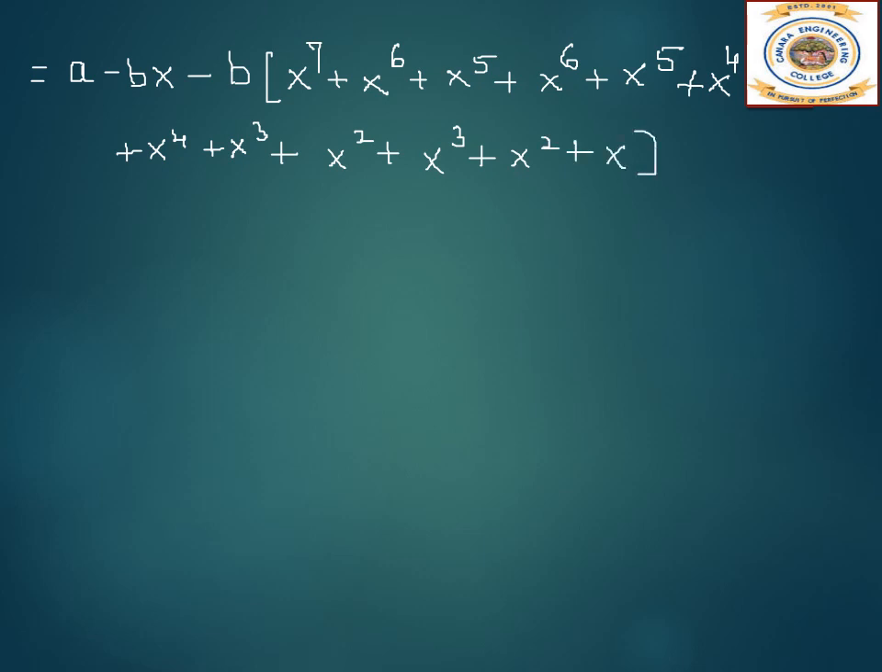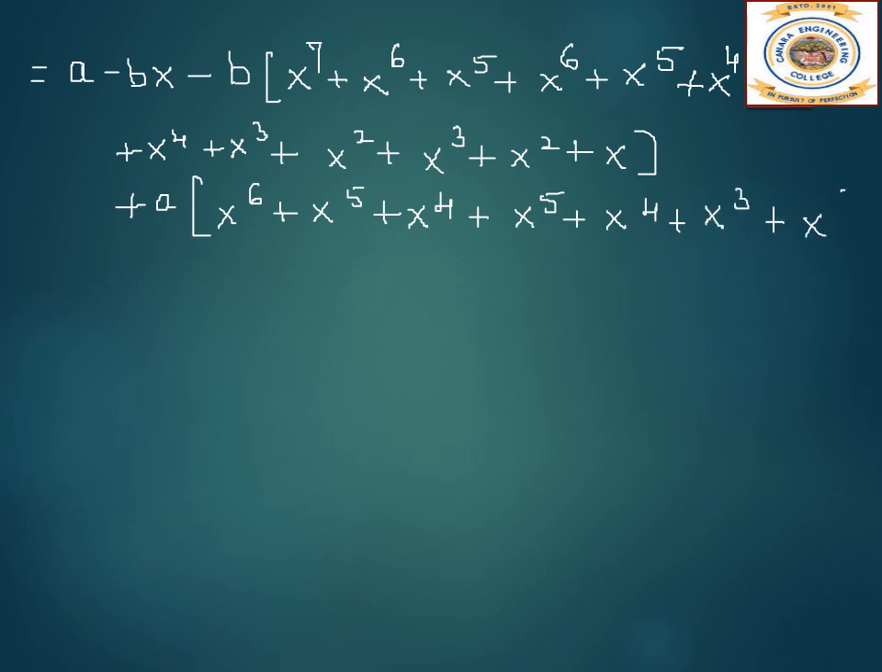This is for b. Then for a, plus a into multiplying the coefficients of a, what do we get? x to the power 6 plus x to the power 5 plus x to the power 4 plus x to the power 5 plus x to the power 4 plus x cube plus x cube plus x square plus x. We get this. Now we have to see for the common terms.